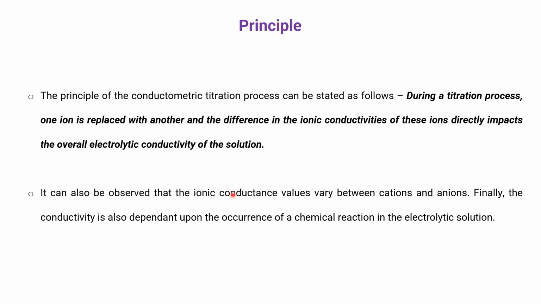The principle involved in conductivity titrations follows. During a titration process, one ion is replaced with another, and the difference in the ionic conductivity of these ions directly impacts the overall electrolytic conductivity of the solution. It can also be observed that the ionic conductance values vary between cations and anions. Finally, the conductivity is also dependent upon the occurrence of a chemical reaction in the electrolytic solution.